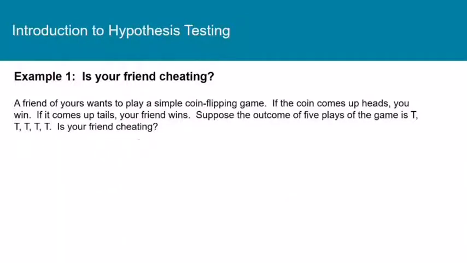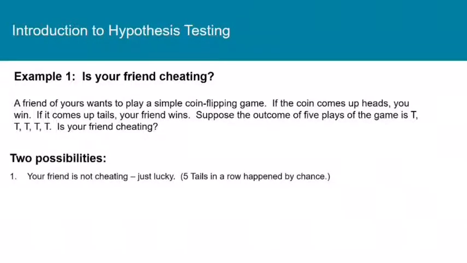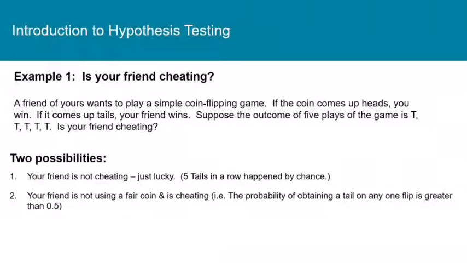Is your friend cheating? Well, there are really only 2 possibilities here. Either your friend is not cheating and he just got lucky and the 5 tails in a row happened by chance, or your friend is cheating because he's using a coin that is not fair. In other words, he's using a coin where the probability of obtaining a tail on any one flip is more than 0.5. One of these things has to be true. Now, you can't prove either one. All you can do is weigh the probabilities.